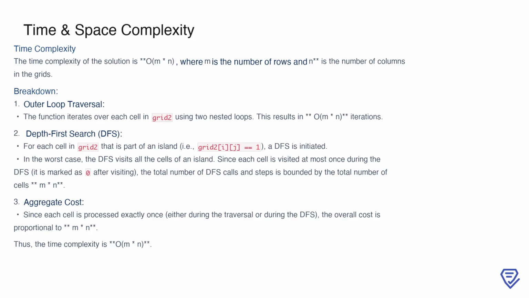Next, for any cell in grid 2 that belongs to an island, which is identified when grid 2[i][j] equals 1, a depth-first search, or DFS, is initiated. In the worst-case scenario, the DFS might explore every cell of the island. However, since each cell is marked as visited by setting it to 0 after being processed, no cell is revisited. This ensures that the total number of DFS calls and steps stays bounded by the total number of cells, m*n. Combining these steps, each cell is either processed during the traversal or the DFS, but not both, making the overall time complexity proportional to m*n.